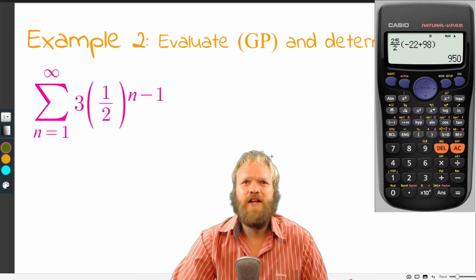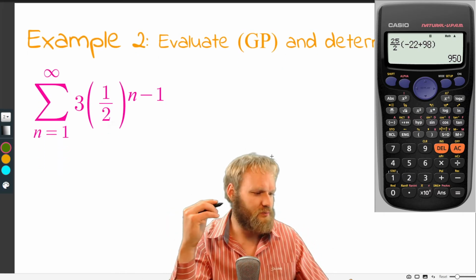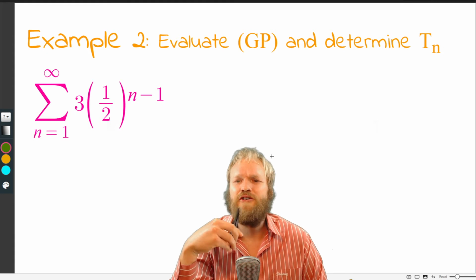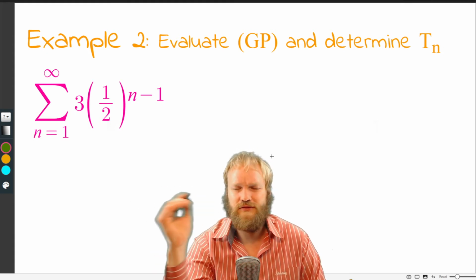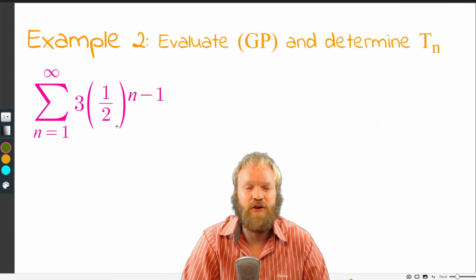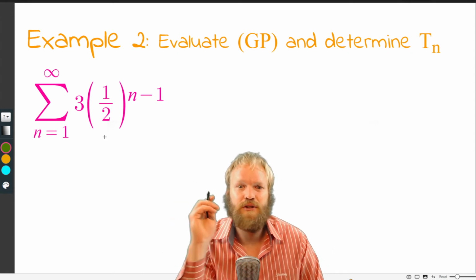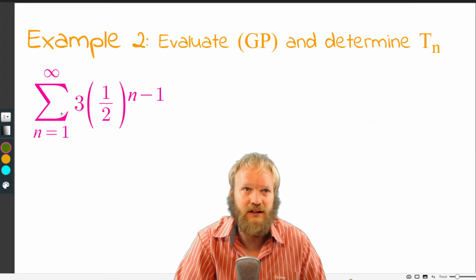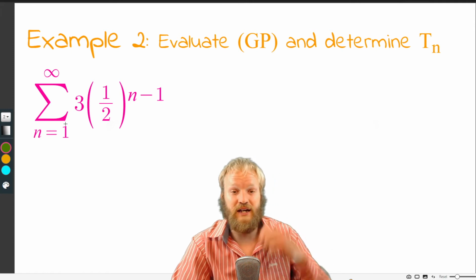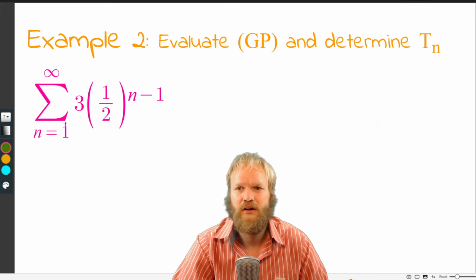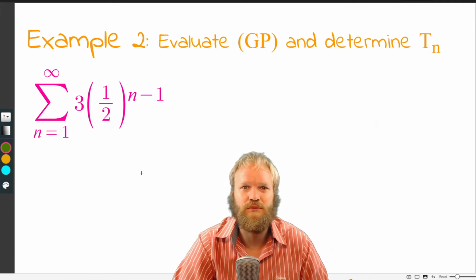So this one, evaluate this geometric progression, and goodbye calculator, and determine Tn. So the formula for Tn, but we're going to evaluate. So evaluate, sub in the first 3 values of n. So n goes from 1. So sub in n equals 1, 2, 3. And what do you get for your first 3 terms?